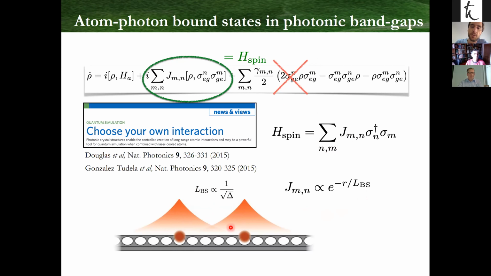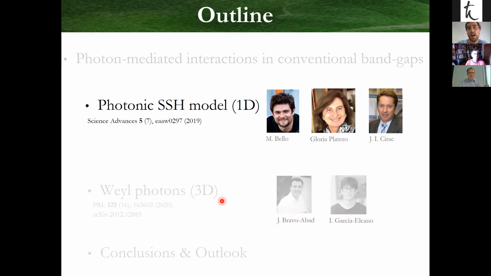And this is nice because this interaction is also tunable, in the sense that the length of this bound state, you can tune it with the tuning of the optical transition with respect to the band edge. So this is pretty nice. But what I've been thinking after this 2015 paper was going beyond this simple paradigm. And one of the ideas was basically to couple to a topological photonics environment.